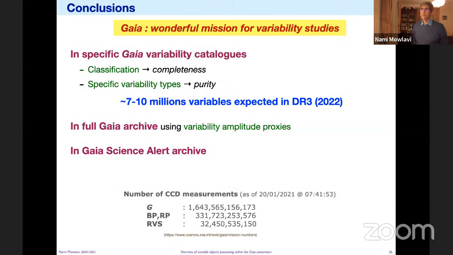And I will finish with the conclusions, showing that Gaia is really a wonderful mission for variability studies. 7-10 million variables are expected in DR3 in specific catalogs. And this is a summary of the number of CCD measurements so far recorded this morning by Gaia for the different CCD instruments.